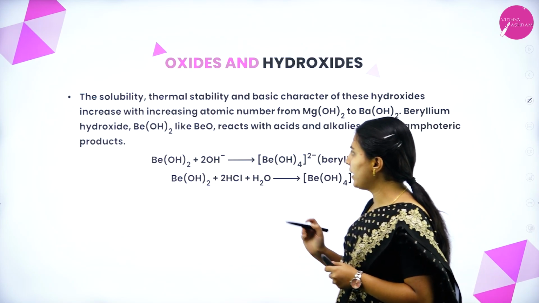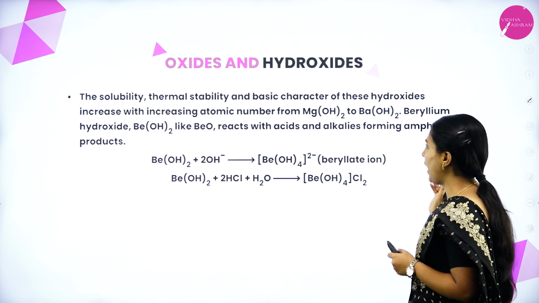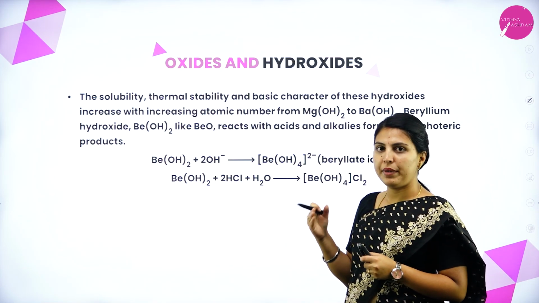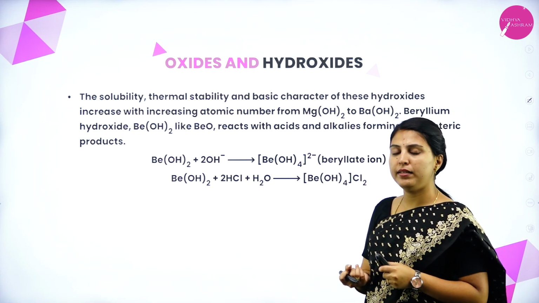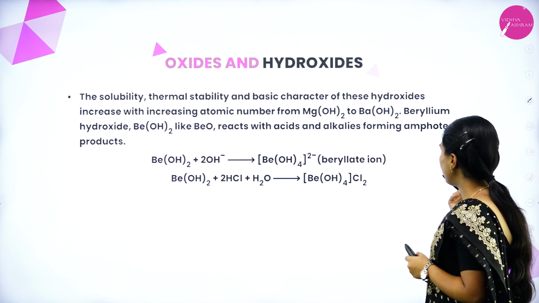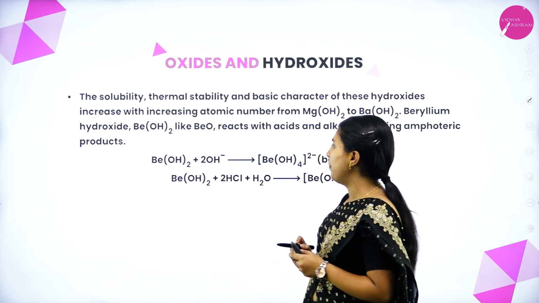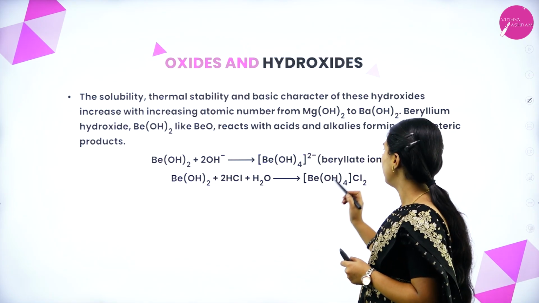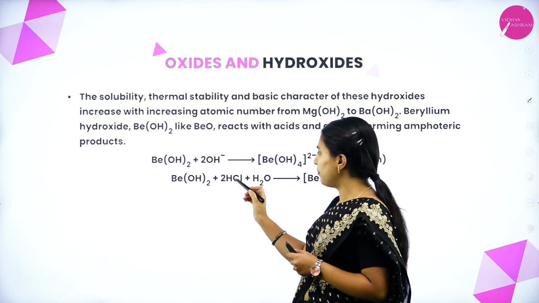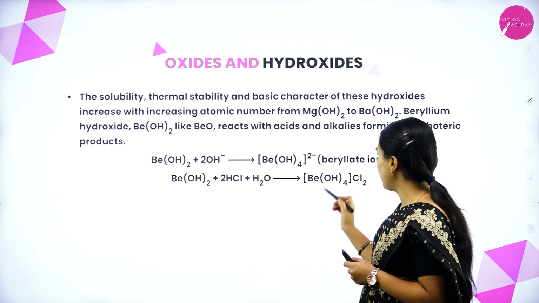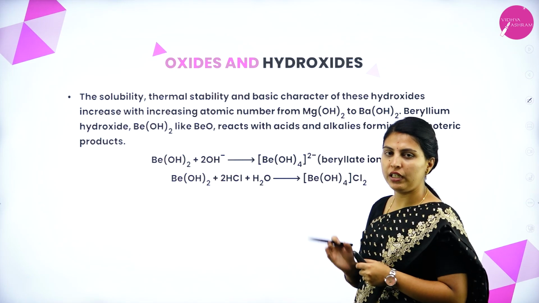Beryllium hydroxide like BeO reacts with acids and alkalis forming amphoteric products. Beryllium hydroxide reacts with acids and bases to form amphoteric products. See here, beryllium hydroxide plus base gives the beryllate ion. Beryllium hydroxide with acid and water, that is with chlorine, it will form beryllium chloride.